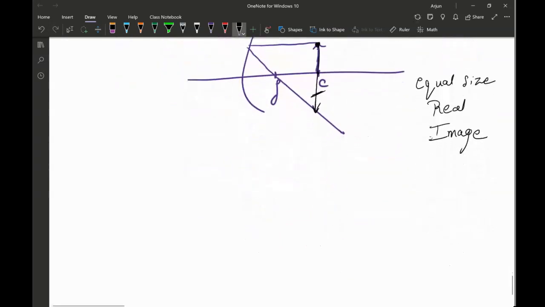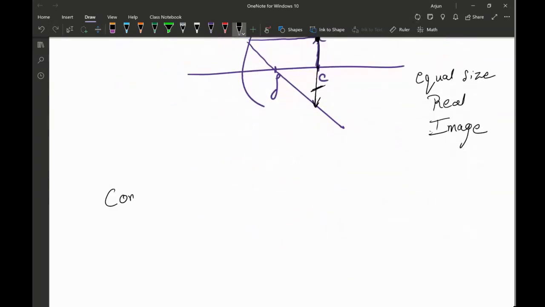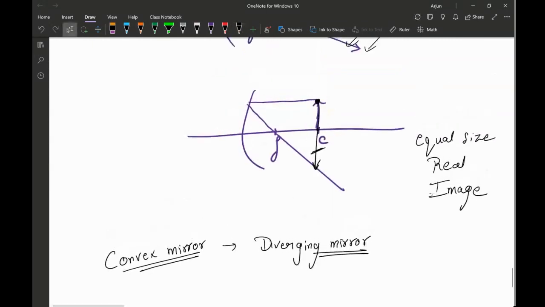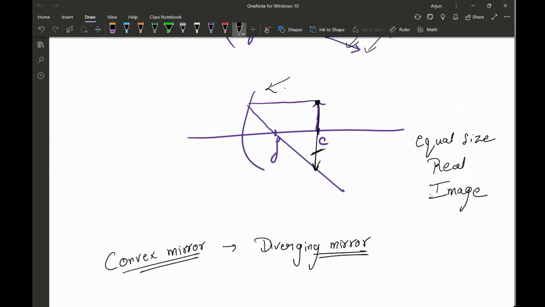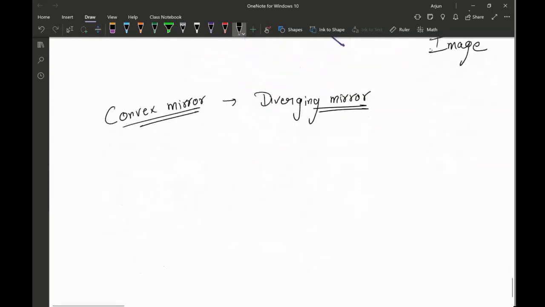Now we're going to talk about a convex mirror. This mirror is also called a diverging mirror. The concave mirror is called converging. So this is the converging mirror. Now let's see what kind of image is formed in the diverging mirror.